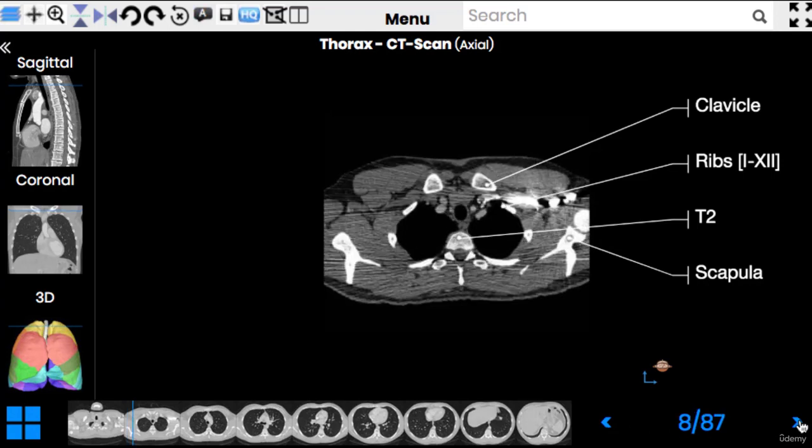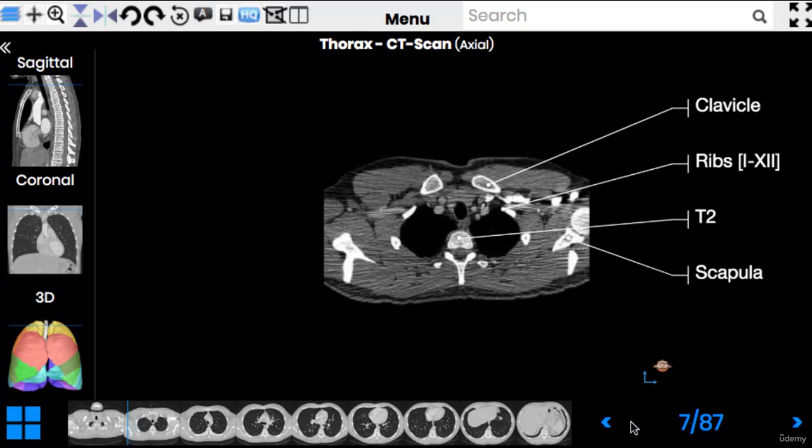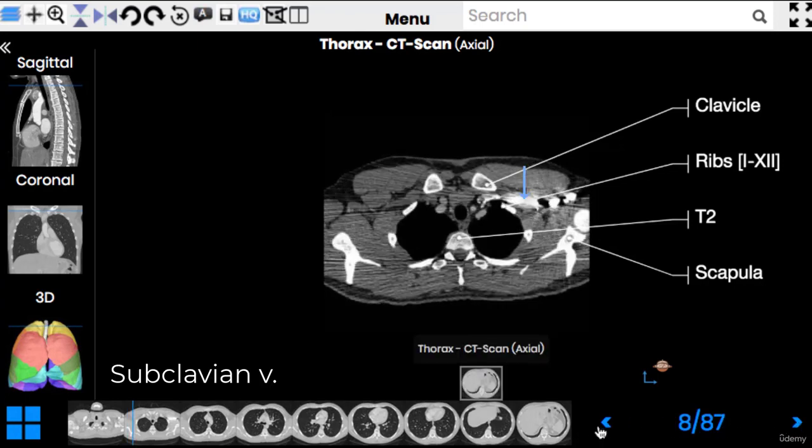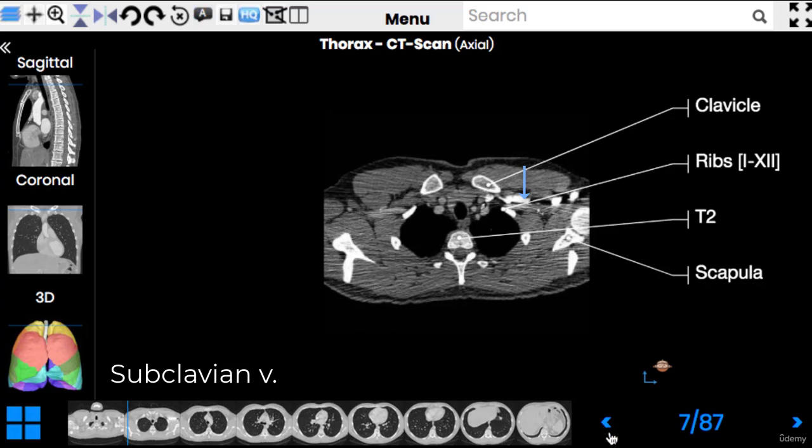Well, we have some bright kind of artifact on the left side here, and this is the contrast material inside of the left subclavian vein. So these shadows here on the right and on the left, they represent the subclavian veins.